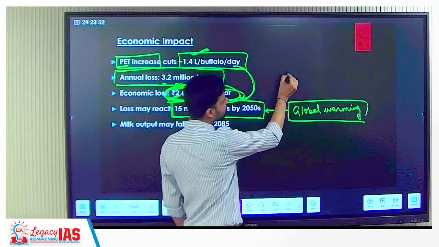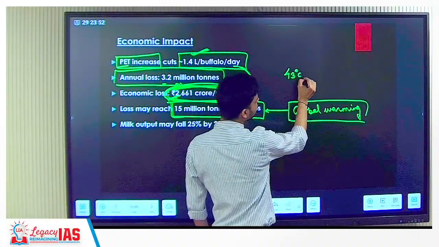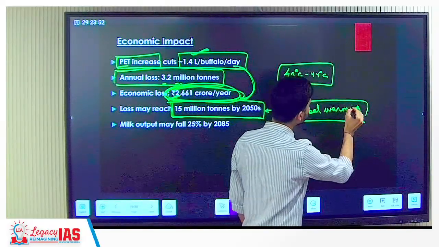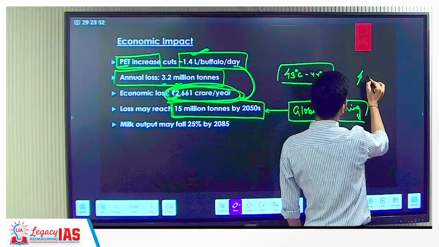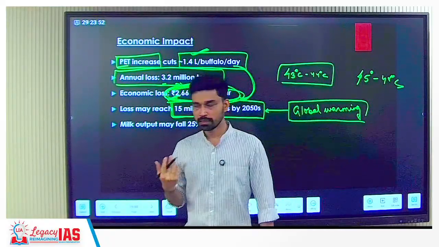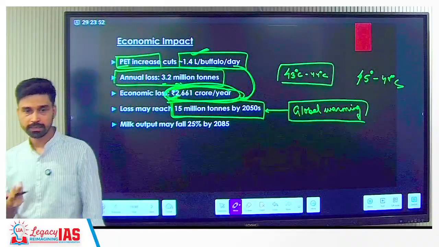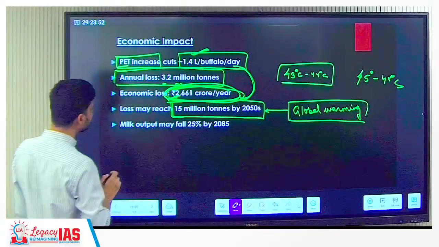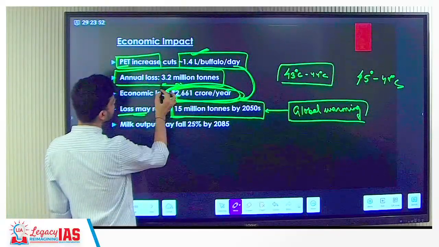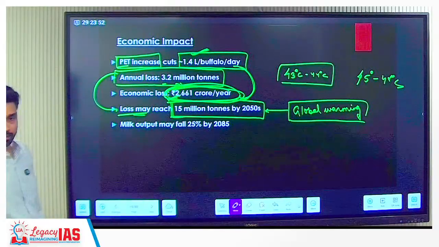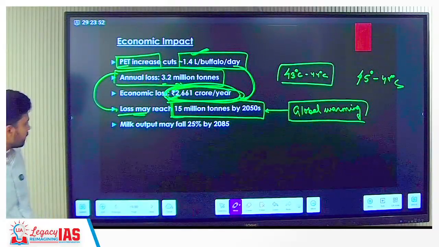So, for example, the area where you now witness 43, 44 degrees Celsius, it is quite possible that in the same area by the 2050s, the normal temperature can become 45 to 48 degrees Celsius. The higher the temperature, the higher the heat stress, and the more decline in milk yield. So loss may reach 15 million tons. Okay, that means almost how much? A 5 times increase, which is expected in the next 20-30 years.